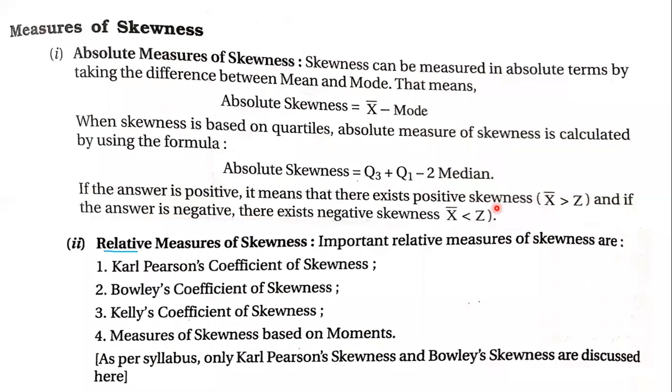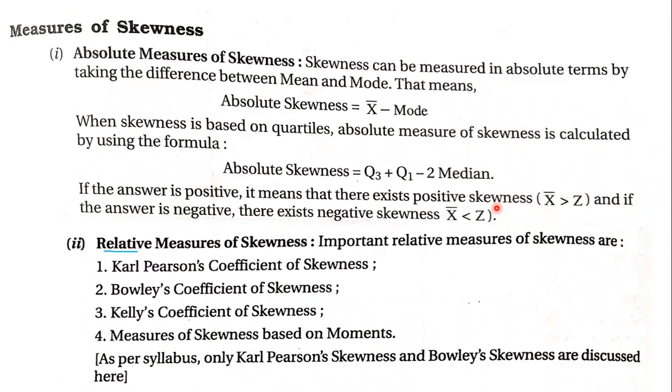If you get the answer in plus, positive skewness is present, which means that arithmetic mean is more than mode. If your answer is negative, if you get the answer in minus values, there is a negative skewness. In negative skewness, the arithmetic mean is less than mode. In positive skewness, arithmetic mean is more. In negative skewness, arithmetic mean is less than mode. So that is absolute measure.